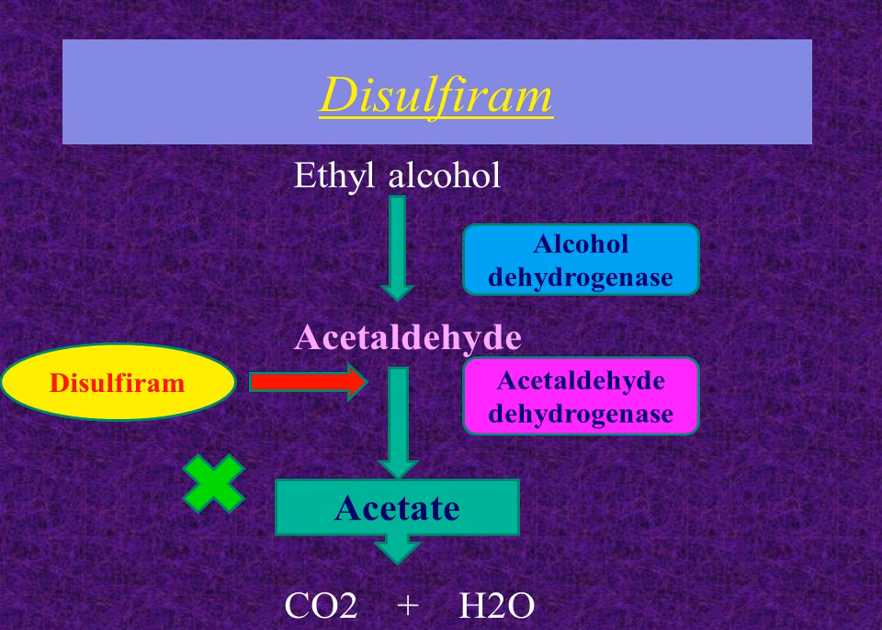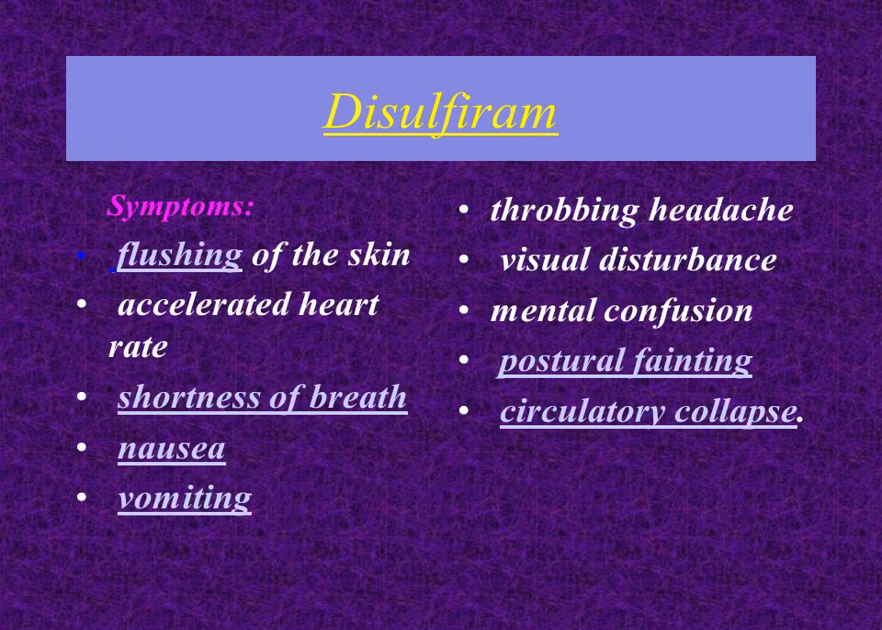Let's see what the signs and symptoms of that reaction are. You have flushing of skin, accelerated heart rate, shortness of breath, nausea, vomiting, throbbing headache, visual disturbances, mental confusion, postural fainting, and circulatory collapse. So you have to keep in mind, if a person is alcoholic and has to take any other medication along with it, it cannot be sulfonylureas because it will lead to disulfiram-like reaction.